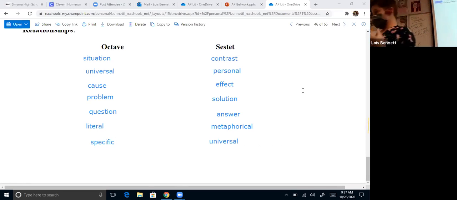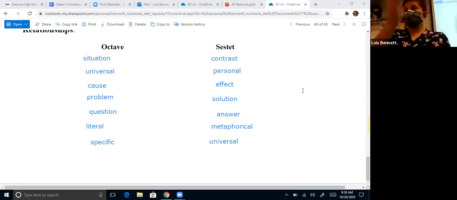I am presenting these to you to help you discover the relationship between the octave and the sestet in the sonnets that you are about to examine. There are as many different relationships as can exist between anything. But the reason that poets write sonnets is because the structure helps them to tell their story. The structure helps them convey their message because of these predictable and expected relationships between the two parts of the poem. And these are reversible.